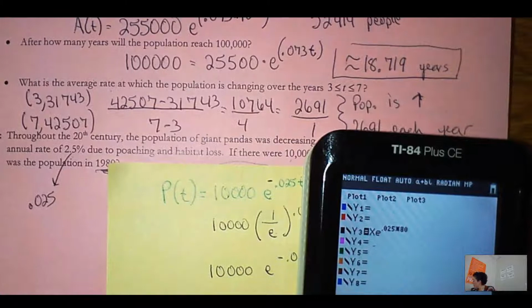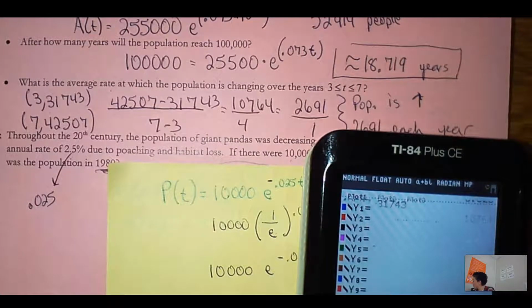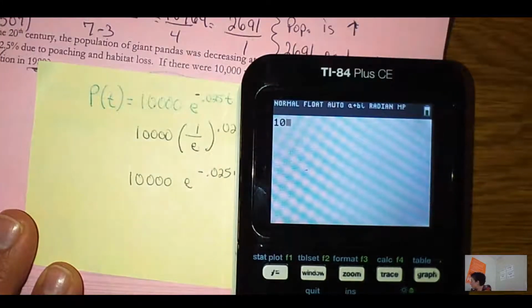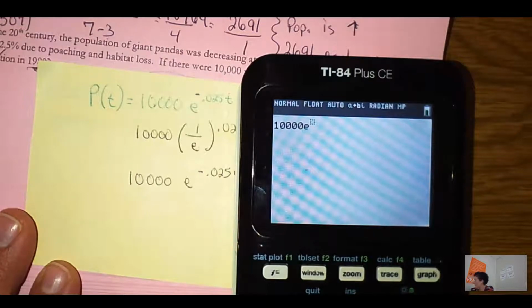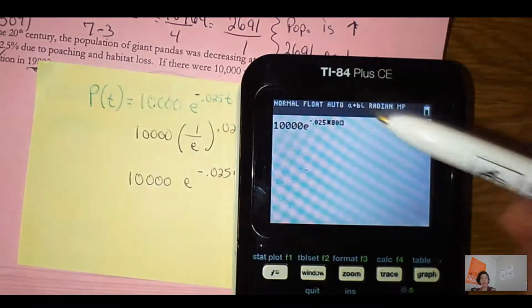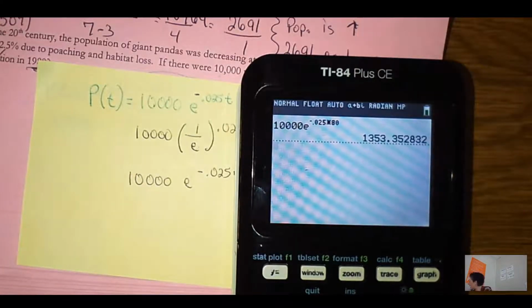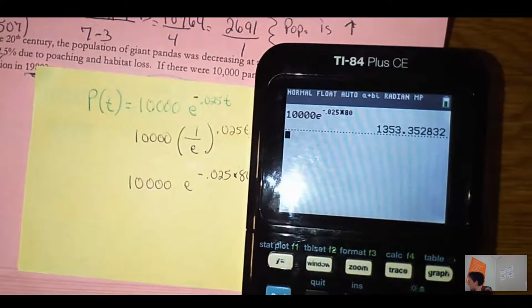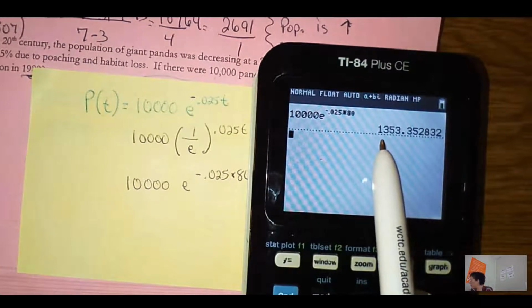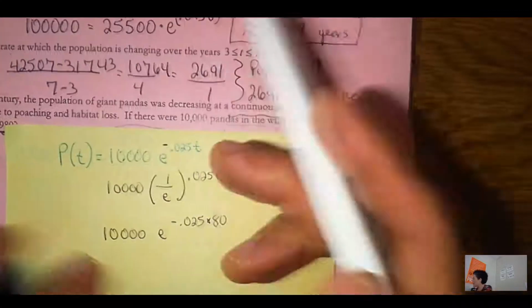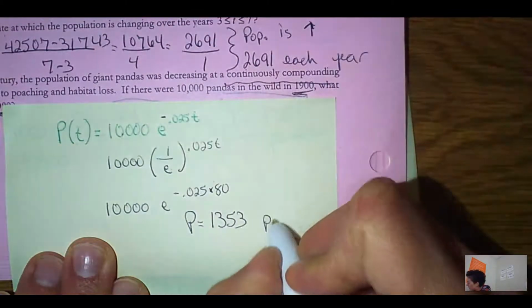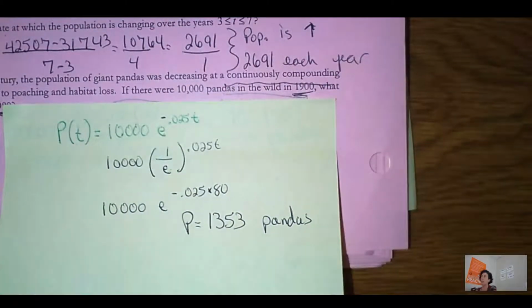So wrong screen. I can just type in, sorry, I'm trying to get it so there's not a glare here, 10,000, hit that E button with second ln, negative 0.025 times 80. And remember, be sure to type the negative button, not a subtraction button. And so here we go. When we are done, we're going to see that our population is now down to 1,353 pandas. So it's really dropped. So the amount of pandas will be 1,353 pandas. I'm going to drop the decimal because we will have a partial panda.